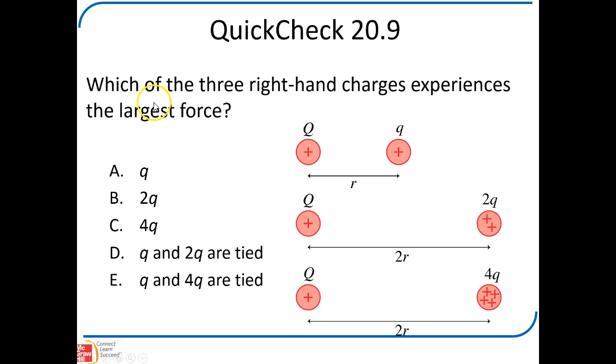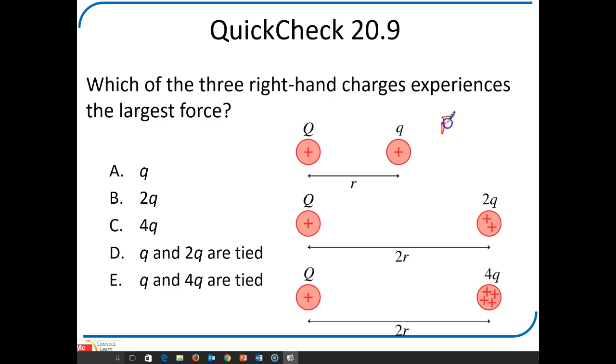Let's look at 20.9. It says which of the 3 right-hand charges experiences the largest force. So here we've got just big Q and little q have the same magnitude and they're at a distance r. Now I've got double the distance and I have double the charge here. So remember, when we think about this proportionally, we do 1 over r squared, and then F is proportional to the product of the two charges.